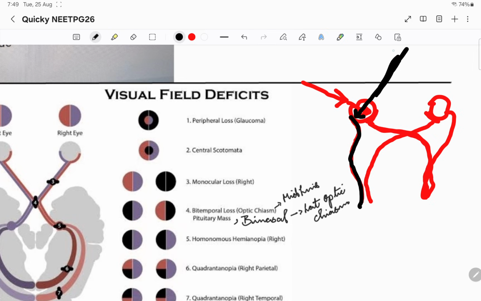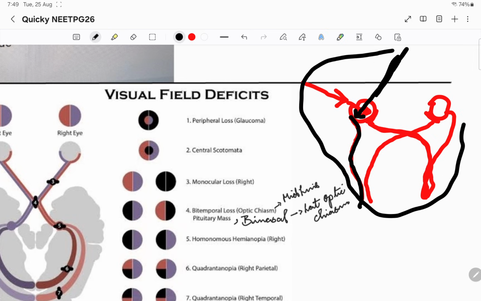So this is how. If this question comes up, please start drawing this particular diagram in your brain itself, and it will make your life easier.